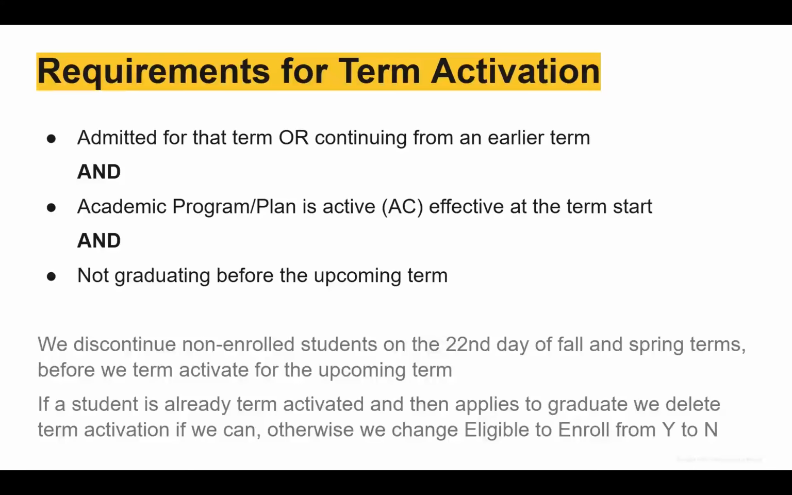So real quick, I said only students that are term activated are in this table. Every 21st day, fall and spring, the registrar's office discontinues students that are not enrolled or don't meet the university's continuous enrollment requirement. We do that on the 22nd day. As soon as we do that, we start term activating for the upcoming term. That's to enforce continuous enrollment requirements. We only discontinue once, then we term activate for the upcoming term. And all the students that are term activated are theoretically going to be eligible to enroll.